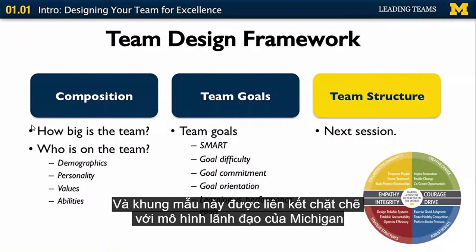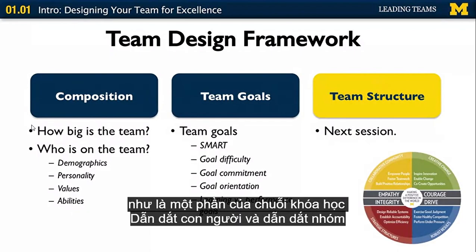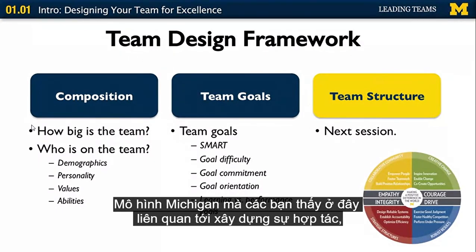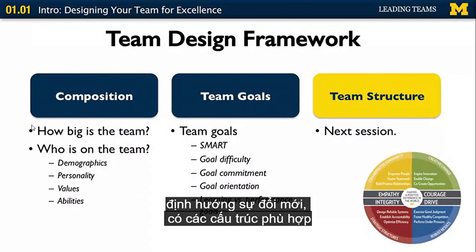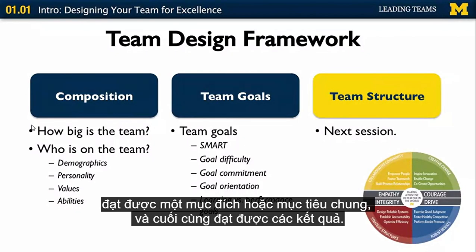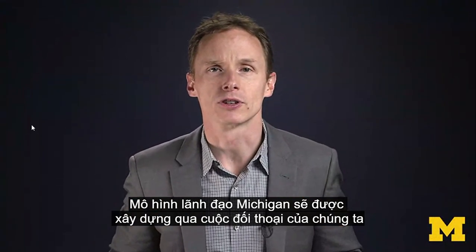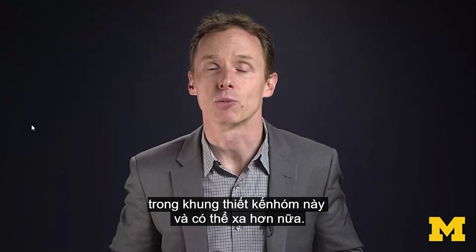And this framework is really closely aligned to the Michigan model of leadership that is woven through all of our courses as part of the Leading People and Teams specialization. That Michigan model that you see here, in terms of building collaboration, driving innovation, having the appropriate structures in place so that you're able to bring people together toward the accomplishment of a shared objective or goal, and ultimately to deliver those results, will be woven through our conversation within this team design framework and beyond.